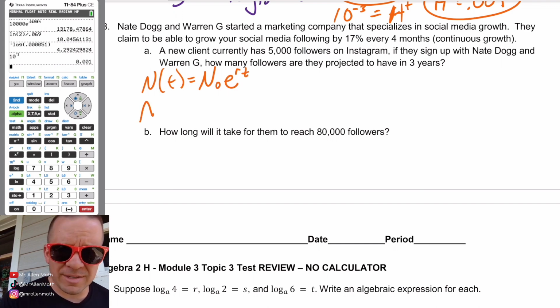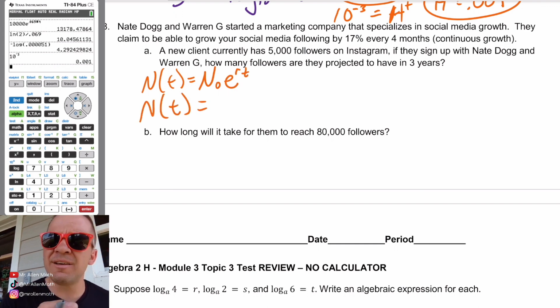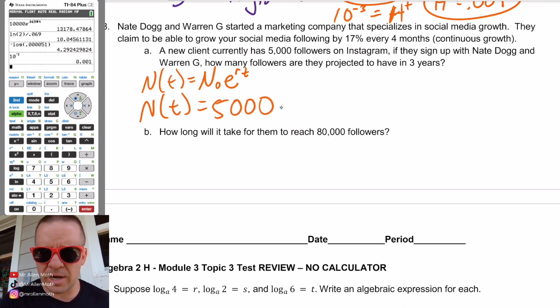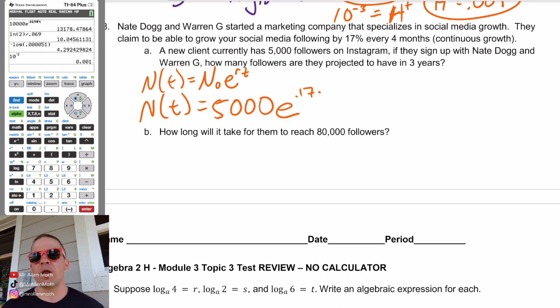All right, so we got ourselves N of T. I'm gonna leave it as T for now, right? We got 5,000 followers, e raised to the 0.17 because it's 17%. Now, here's where it gets a little bit weird, right? It's over 3 years, and they're getting 17% every 4 months.